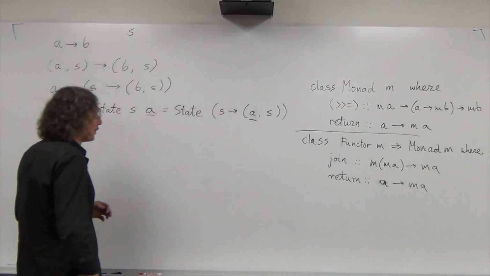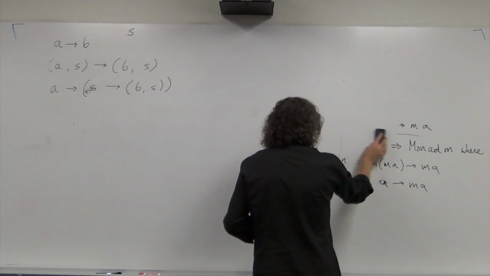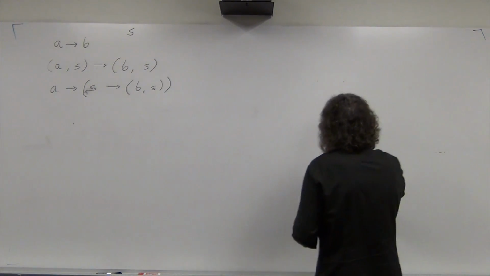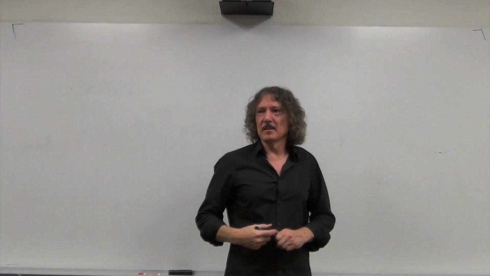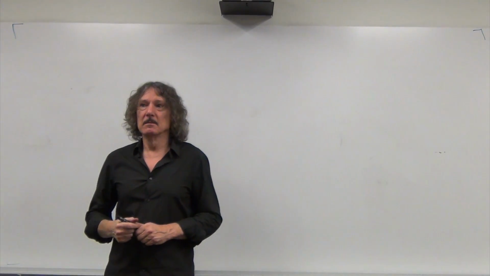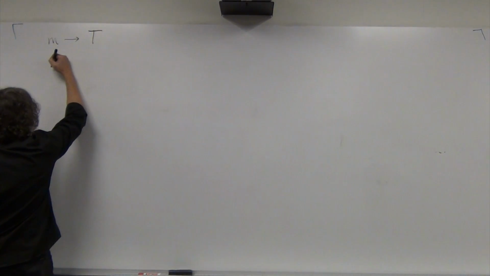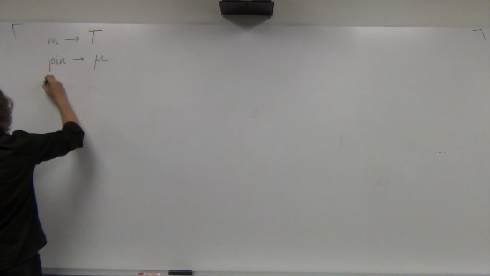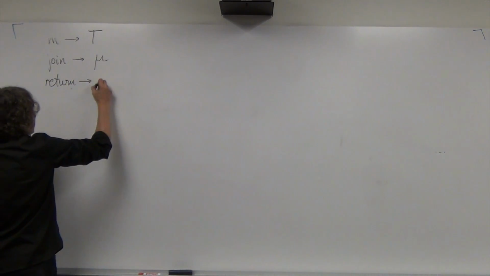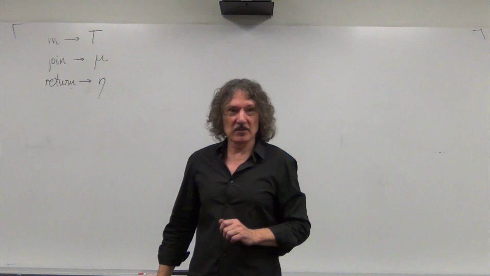So in category theory, all three definitions are used, but really everybody uses the one with join. Except that they don't call it join, and they don't call it return, and they don't call it the functor m, they call it T. So the translation: m goes to T. Join goes to mu, and return goes to eta. They use Greek letters, and it makes sense because they use Greek letters for natural transformations, and you will see that these are natural transformations.